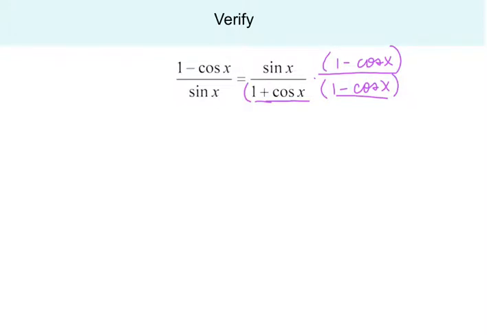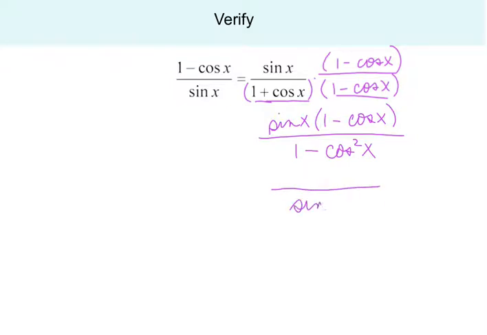The idea here is that when I multiply out my denominators, I'm going to end up with 1 minus cosine squared x, and that's actually equal to sine squared x. So moving along, I'm going to leave sine out. Sine of x times 1 minus cosine of x. And when I multiply this through, I get 1 minus cosine squared x. And 1 minus cosine squared x is sine squared x.